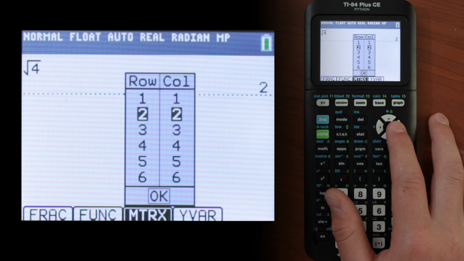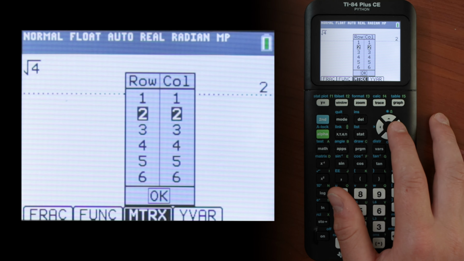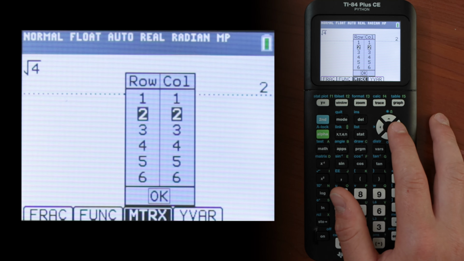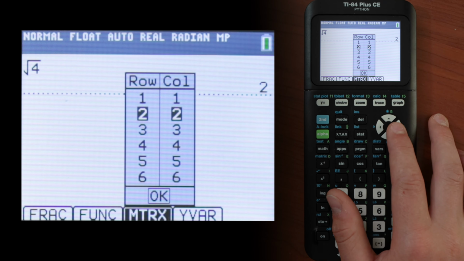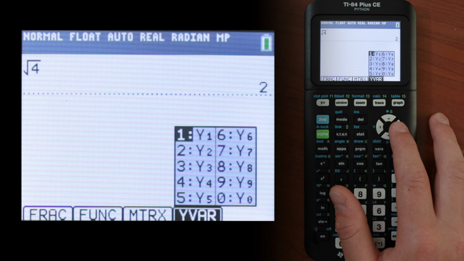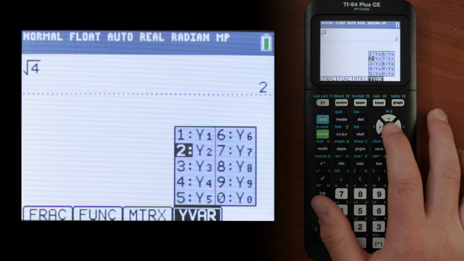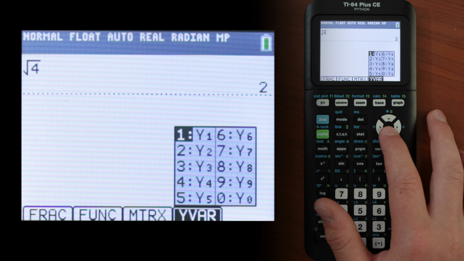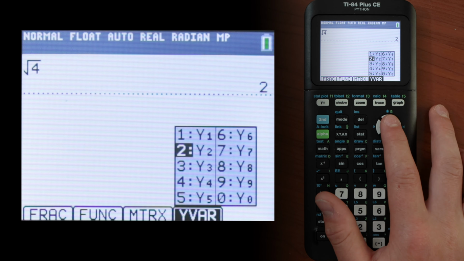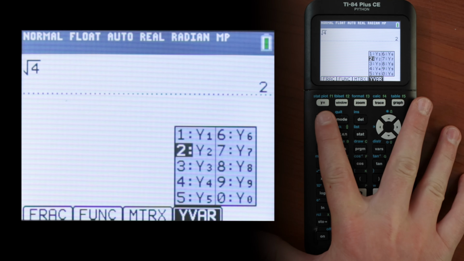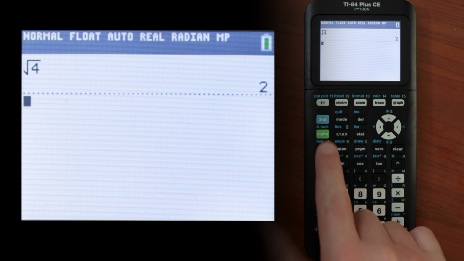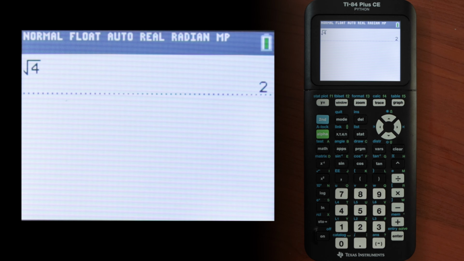I've actually never used this column, so I don't think you need to use this for any of your math classes, I assume, unless you have some sort of special assignment. And then finally we have over here our functions. y1 being our first function, y2 being our second function, etc. So I can hit second mode to get out of that.